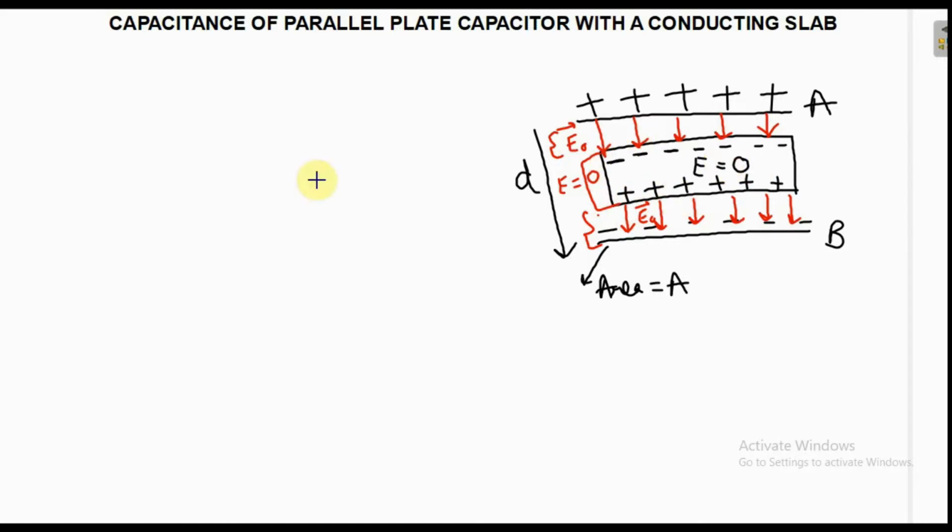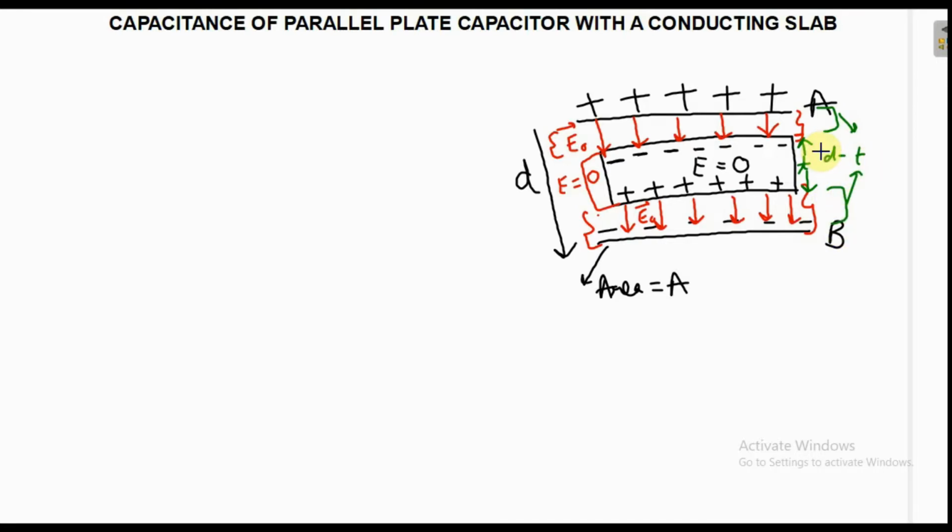In the region where the red arrows are, what is the length of this red arrow region? This portion and this portion, we have to find their length. Let us consider the thickness of the conducting slab is T. Now we have to find the thickness of this region and this region, so we will subtract T from D. So the thickness of this red region is D minus T.